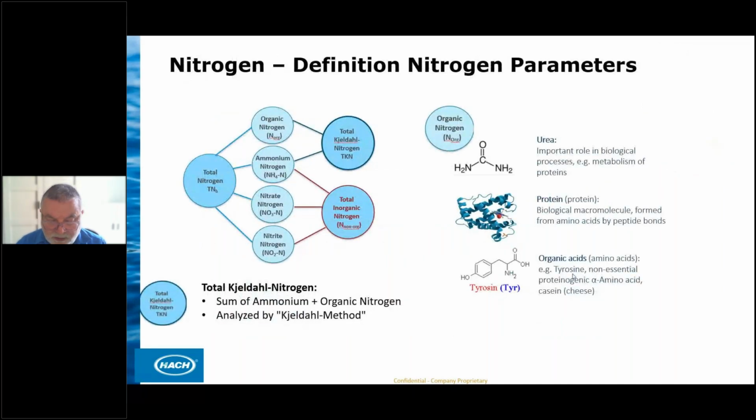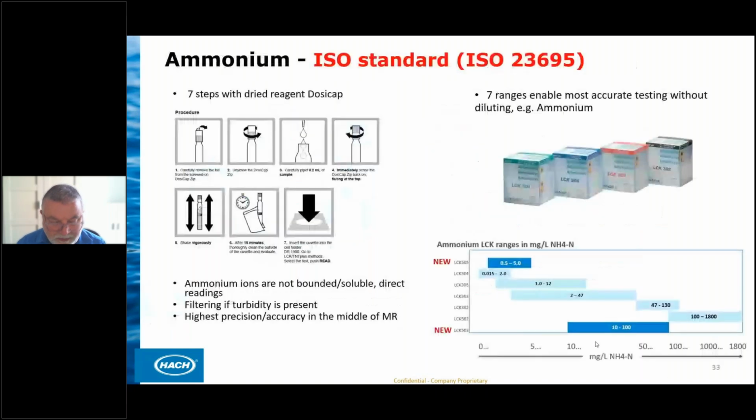Now let's talk about nitrogen and its different components. Total nitrogen is composed of organic nitrogen, ammonium, nitrate, and nitrites. Some countries use Kjeldahl nitrogen as part of regulatory monitoring. The ammonium method is simple with the use of DosiCap.